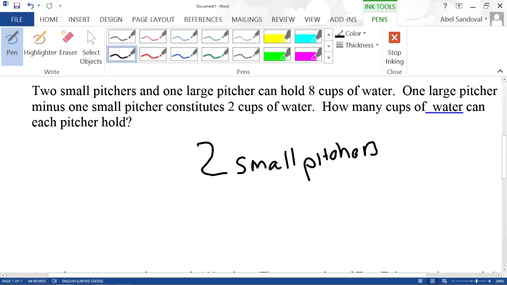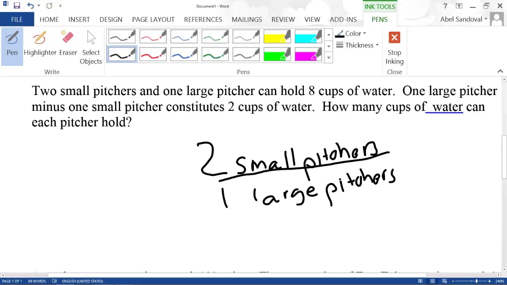Oops. And then it says and one large pitcher can hold 8 cups of water. So in other words, it's saying that if we add how much water the small one could contain and how much water the large one could contain, it should equal 8 cups of water. That's what it's trying to tell us.